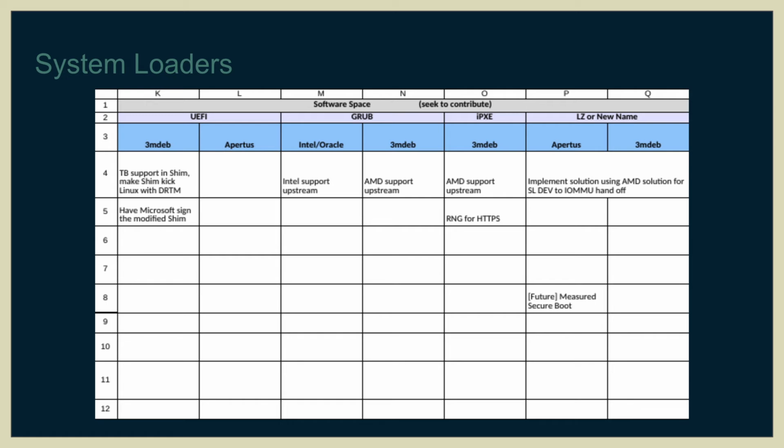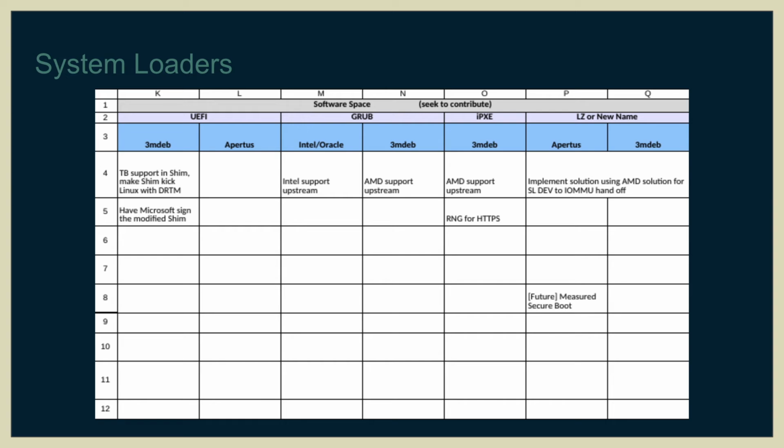Now with that, we move on to GRUB. GRUB was the original system loader we started with. It's the one we're still working on, and we will continue to support. Right now, Oracle is working in conjunction with Intel to build support for Intel preamble, and we'll be bringing that upstream soon. And you have 3mdeb, who has built the AMD support for GRUB. When the Intel support gets merged, the AMD support will be refactored to align with what was done for Intel, and then merged into GRUB, so that way GRUB will be able to do your DRTM launch for both Intel and AMD.